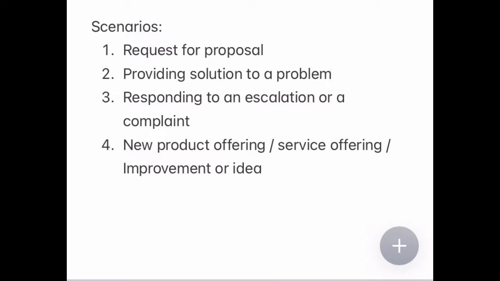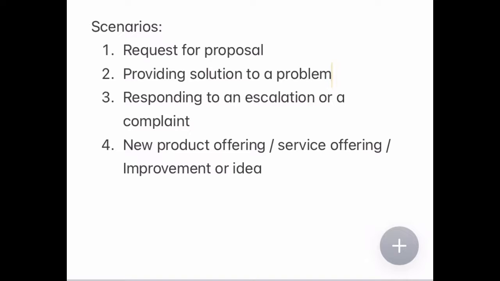And if you are providing a solution to a problem, it's straightforward. There's a problem, there's a situation, you are trying to come up with an answer and providing a solution for it. Even if you are responding to an escalation, there as well, there is a situation, there is a problem, and there is an action or the solution that you are going to provide. And even in the selling case, the fourth case.